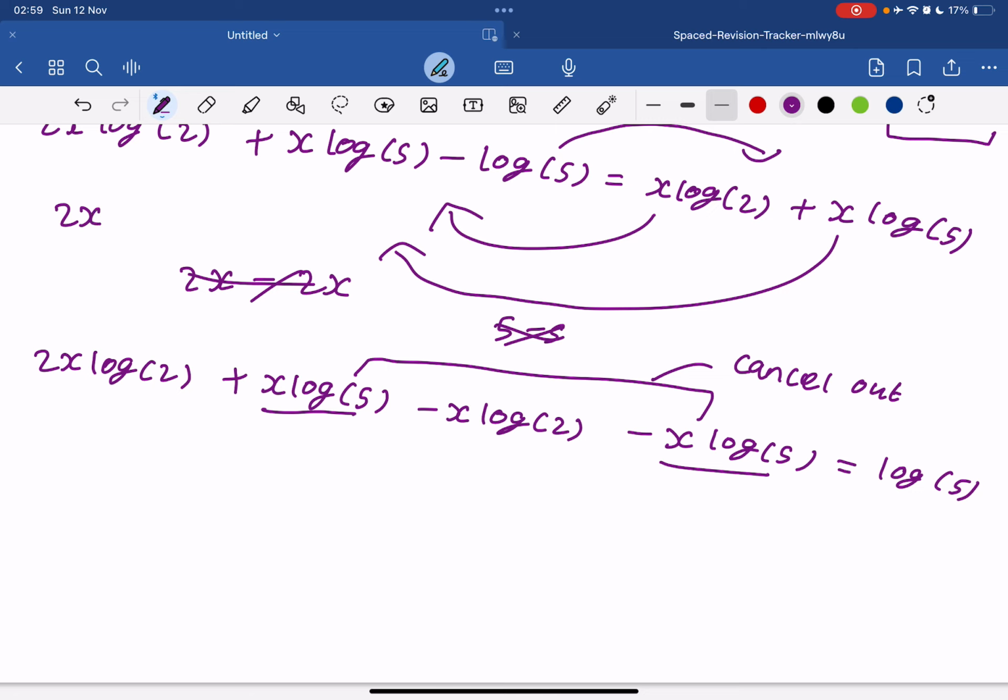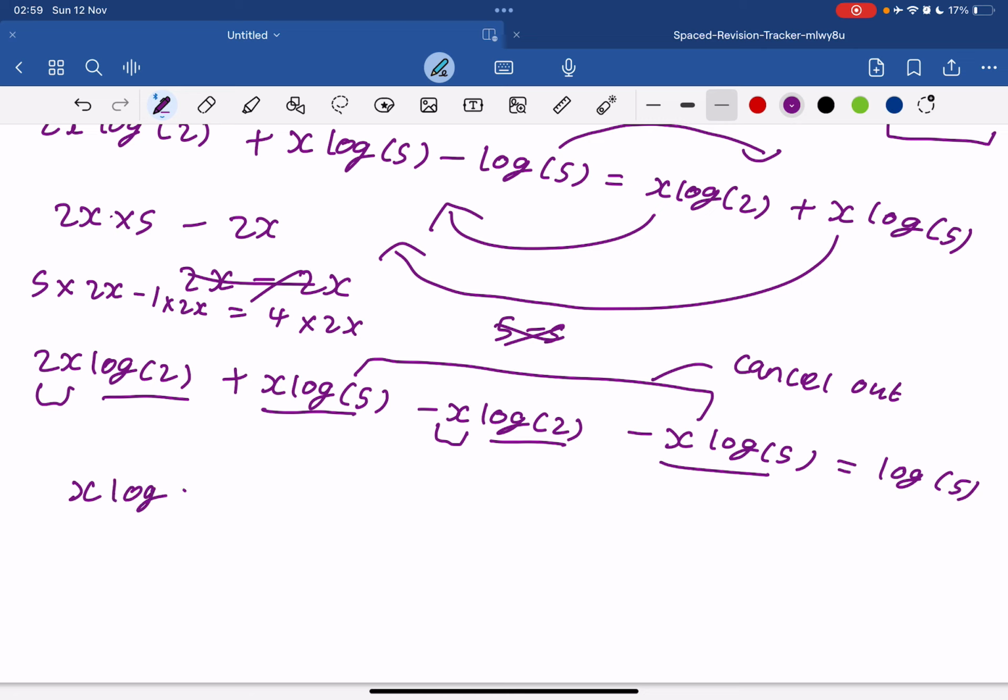So think of it like this. 2x times 5 subtract 2x. That's like saying 5 lots of a number, subtract 1 lot of a number. That's 4 lots of a number. That is the same principle here. It's like using multiplication. So 2x lots of log base 2 subtract x lots of log base 2 is just x log base 2. Hopefully that makes sense. And then these two cancel out, of course, which equals log base 5.